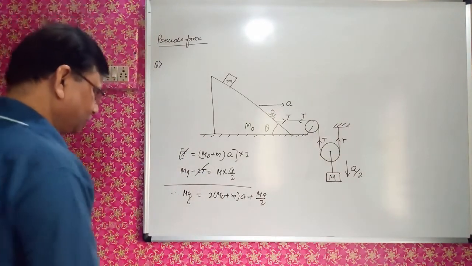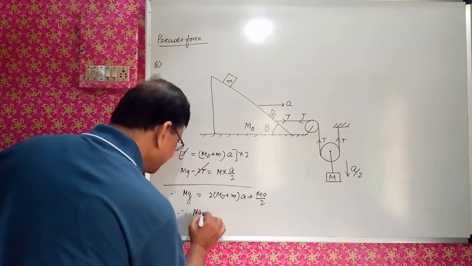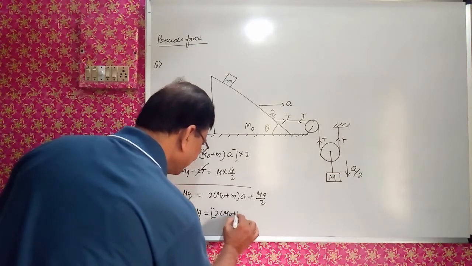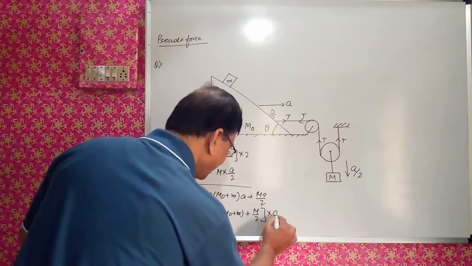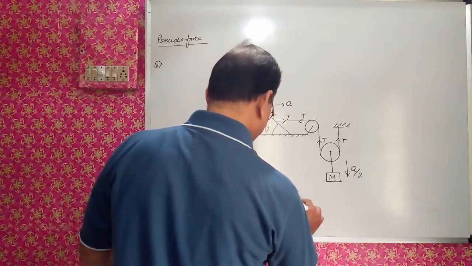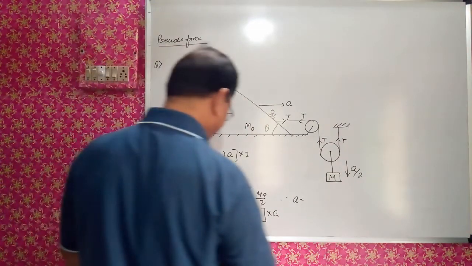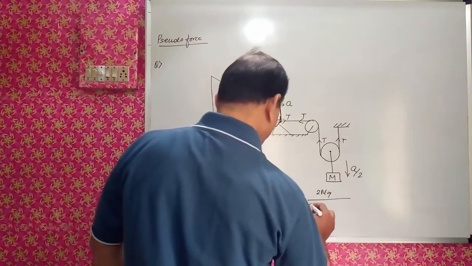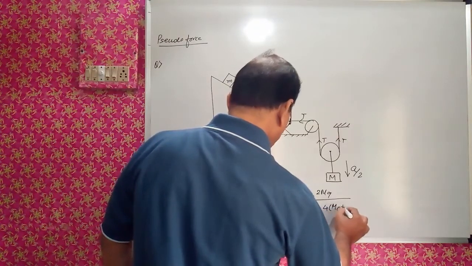Isn't it? So we can find the acceleration. Therefore, mg is equal to (2m0 + m) by 2 into a. Therefore, we can simplify: a is equal to, we will take LCM, 2 will come over here and 2 will go over there. So 2mg upon (m + 4m0 + m).